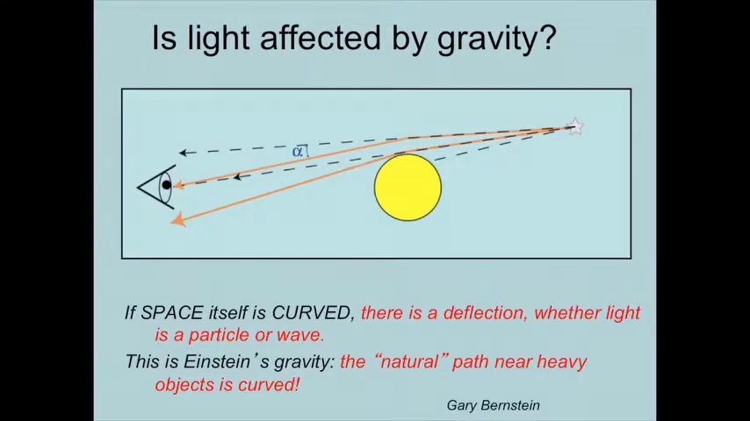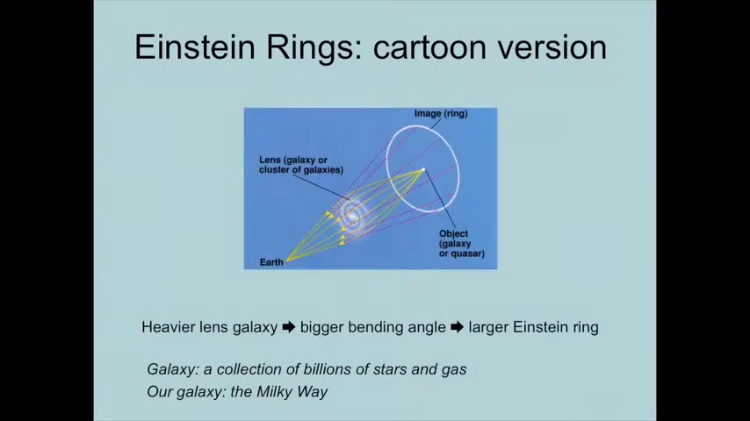When you have a heavy body, Einstein's theory tells us it bends space. And so you can consider this heavy body and the bent space around it as just existing, and a light ray that's passing by will be bent by it. And so this is sort of the two-sentence version of Einstein's gravity and light. If space itself is curved, there's a deflection, whether it's light or a particle. And so the natural path near a heavy object is curved. And astronomers like me, we use the consequences of that.